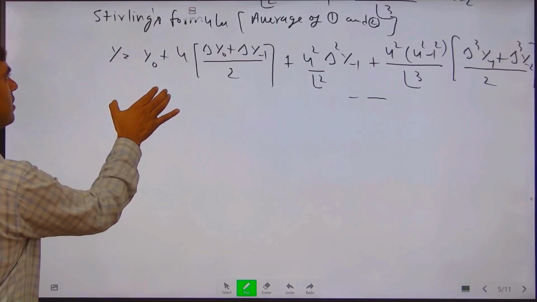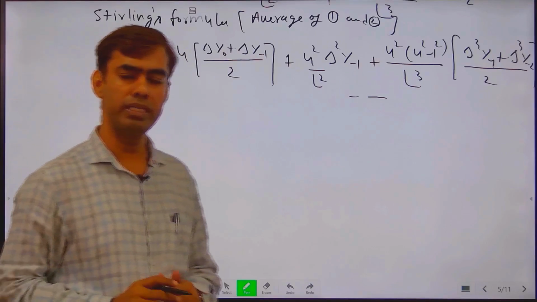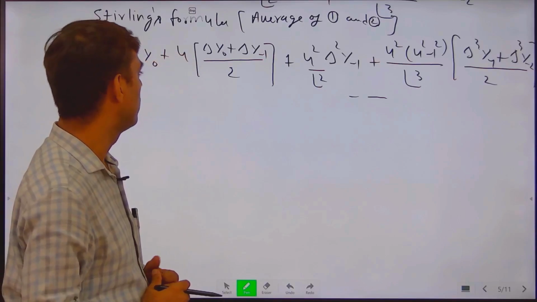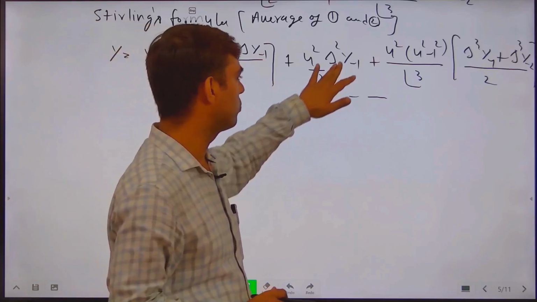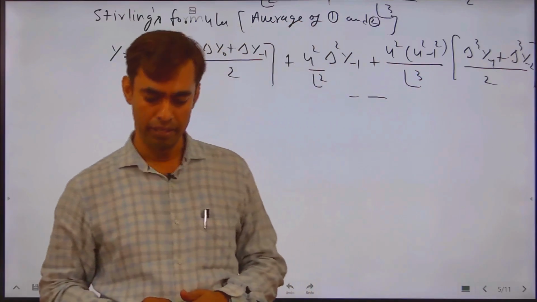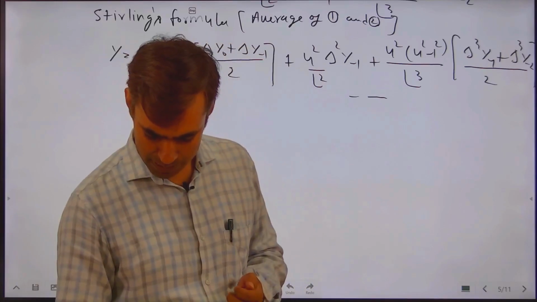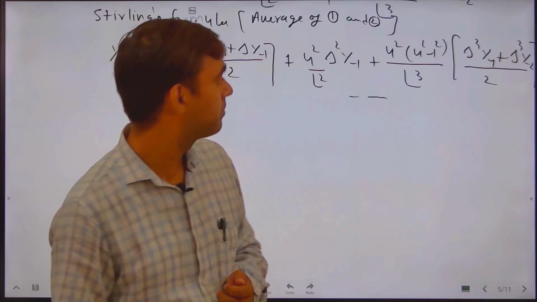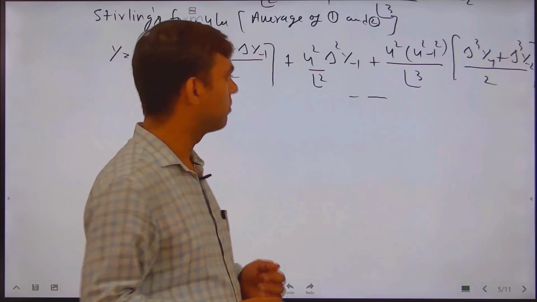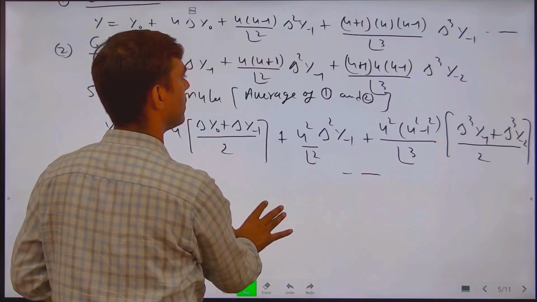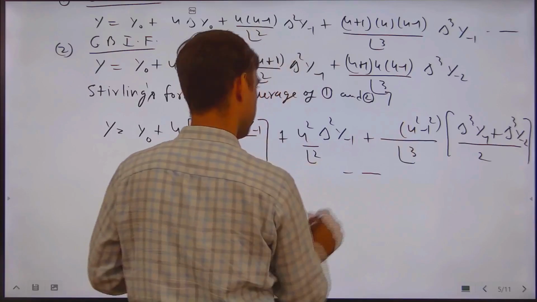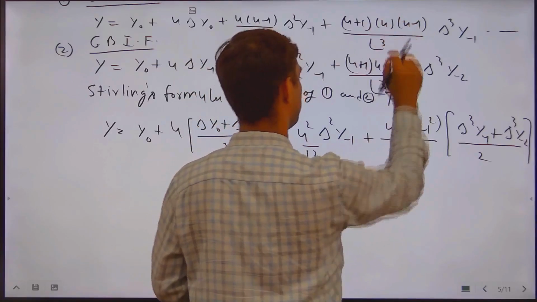If you have not studied the Gauss forward and Gauss backward interpolation formula, directly you may write y equals y 0 plus u times (del y 0 plus del y minus 1) by 2, plus u square upon factorial 2 del 2 y minus 1, plus u (u square minus 1 square) upon factorial 3 and the average for this one. So in this way you can write it. Here the average of these two, with a u.